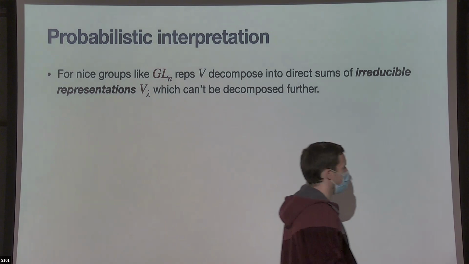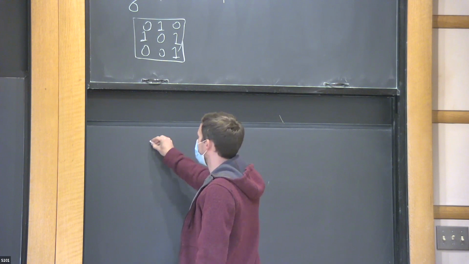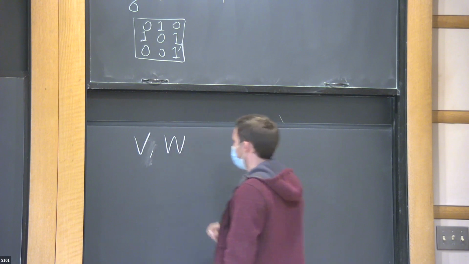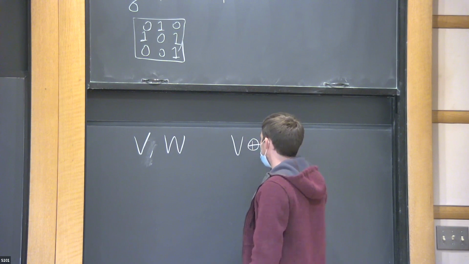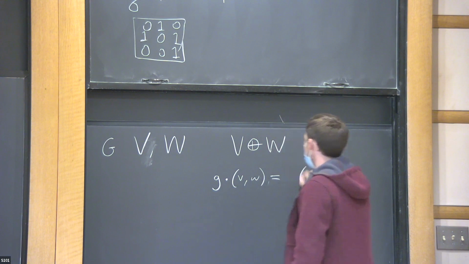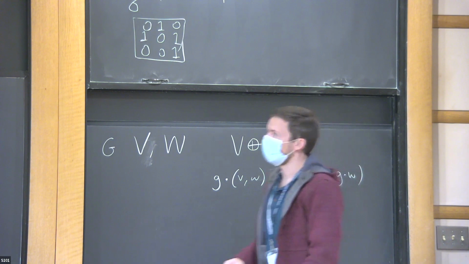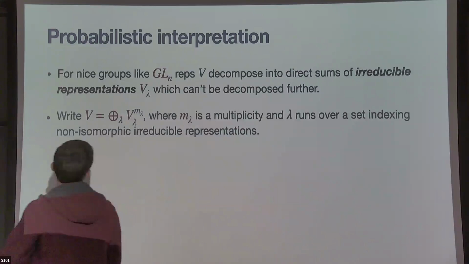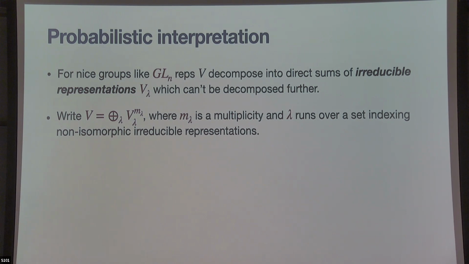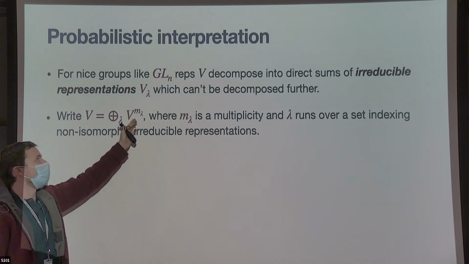So what I mean by a direct sum is just, if you have two representations V and W, then the direct sum V plus W is given by the following. The action on a pair (v, w) is (g·v, g·w). So when we say decompose, we mean write V as a direct sum of these irreducible parts, which can't be decomposed any further. Here I've written it this way to say that you have a bunch of irreducible pieces, and then you might have some that are the same. That's why this multiplicity is there.